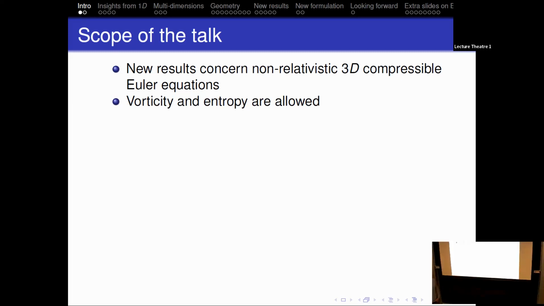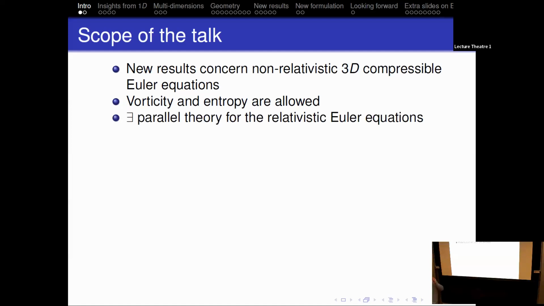One big thing to note is that these are not irrotational solutions. There's vorticity and entropy allowed to be present. And I want to point out that there's a parallel theory for relativistic Euler equations. And in the last day, from Jonathan Luk, you'll see an application.